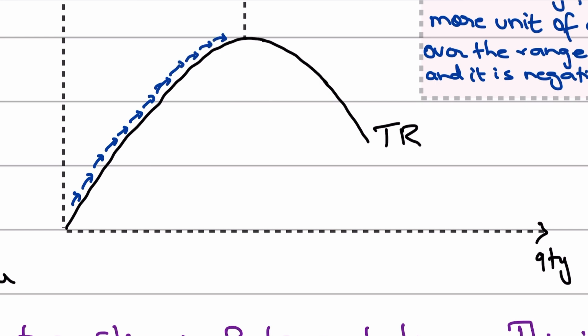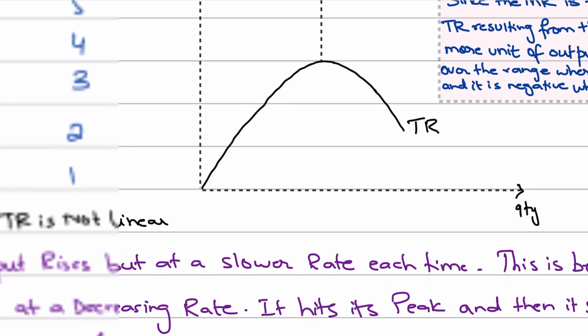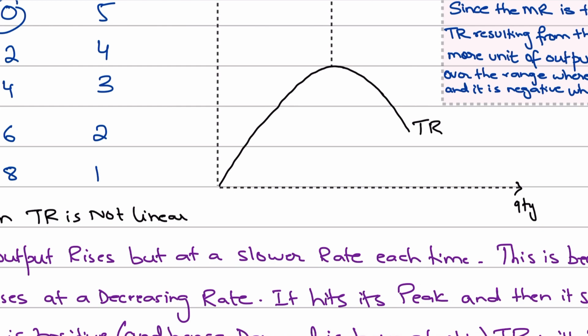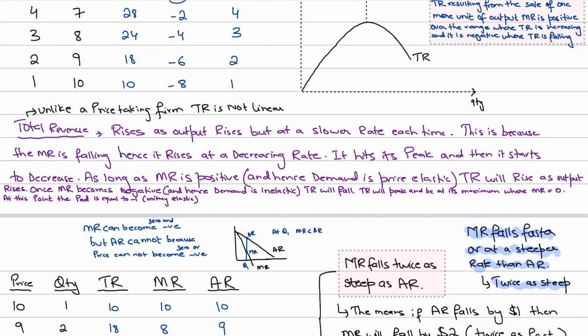And what is the slope of total revenue? The slope of total revenue is your marginal revenue, right? So if you calculate the slope between these 2 points, it will be equal to your marginal revenue. And if the slope of total revenue is falling, it means that your marginal revenue is falling. That is the reason why your total revenue is increasing at a decreasing rate, at a slower rate, because your marginal revenue is falling. It will hit its peak and then it starts to decrease.